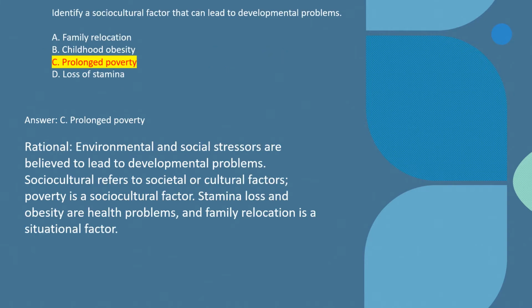Answer. C. Prolonged poverty. Rationale. Environmental and social stressors are believed to lead to developmental problems. Socio-cultural refers to societal or cultural factors. Poverty is a socio-cultural factor. Stamina loss and obesity are health problems, and family relocation is a situational factor.